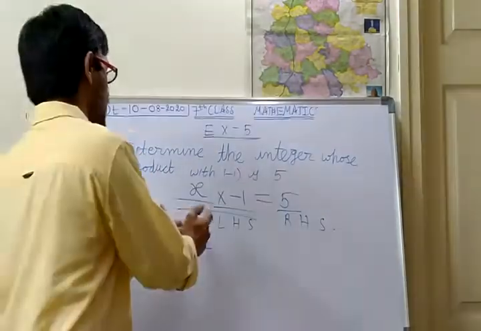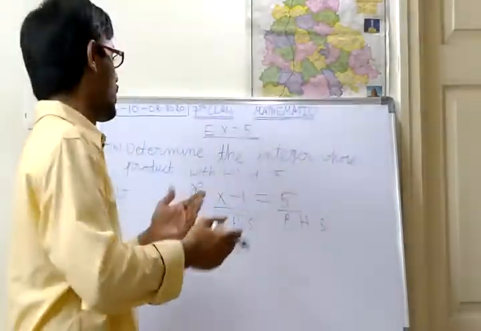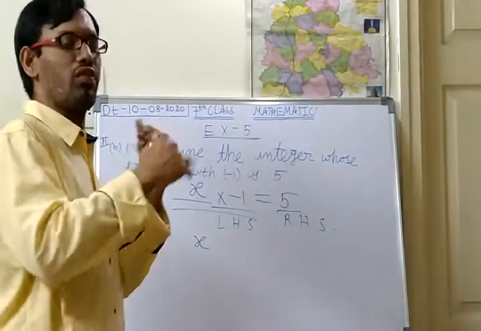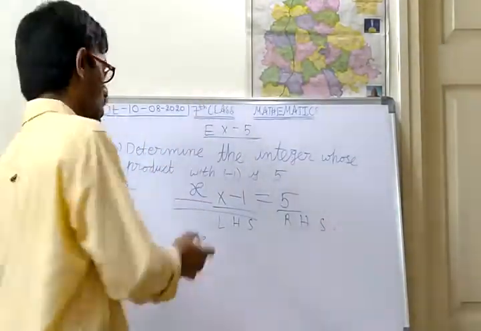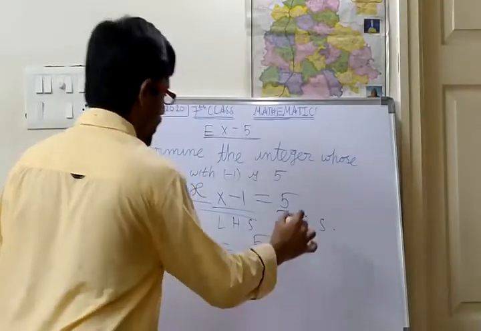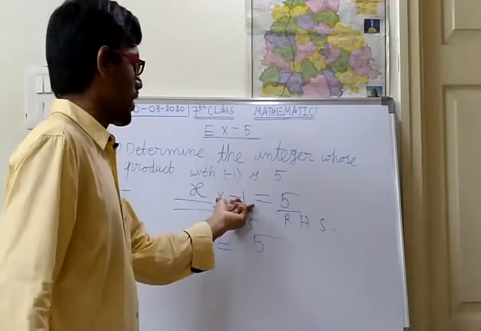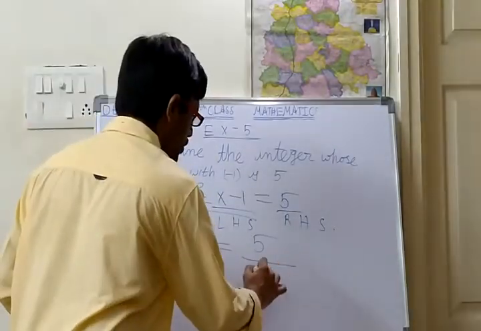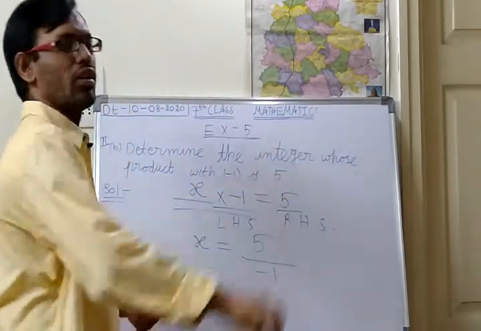So like this, minus means a plus will come. Product means division will come. Division will become a product if they are going to the other side. So here x is equal to 5 into -1. After going to that side, what will happen? It will become division. So 5 by -1 it will be happening.